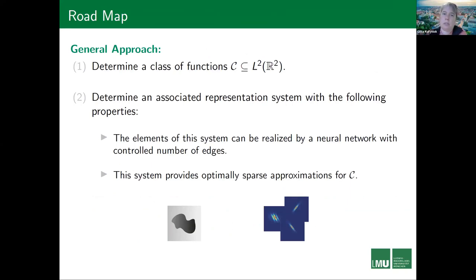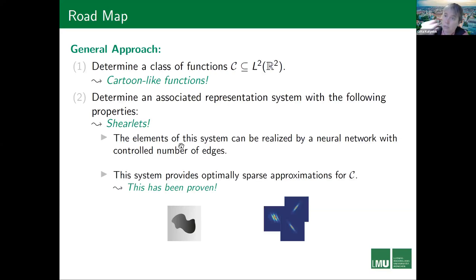And now, not going too much into the details, but let me say what we achieved: if we have a favorite class of functions, like cartoon-like functions, and we know a representation system which gives these optimal approximation rates, then if we can mimic every element of this representation system by neural networks with a controlled number of edges, I'm done. And then I can meet this lower bound using neural networks which come out of this n-term approximation procedure, which are just created by transferring classical approximation theory into the neural network world.